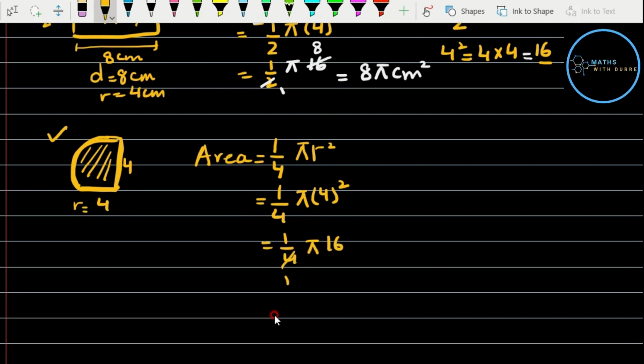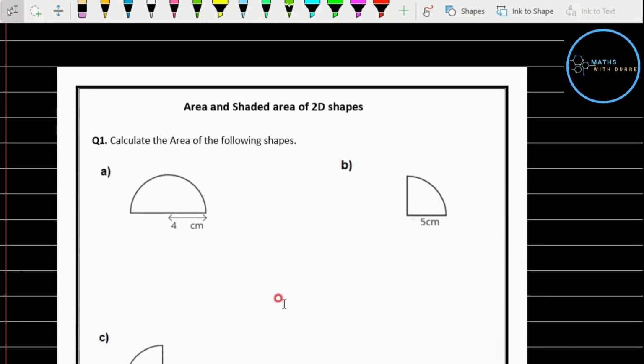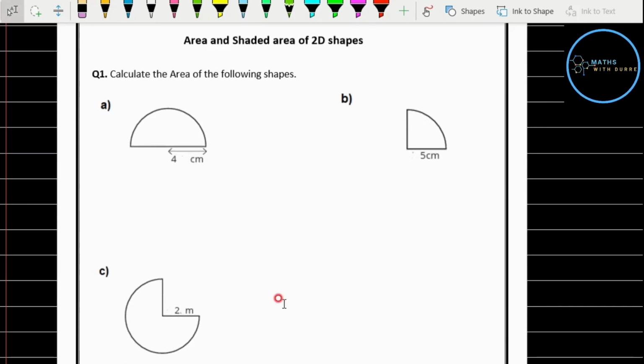I will simplify the answer. I'll get the answer 4 pi centimeter square. Got it? Okay, I have a few practice questions. You can try with me.